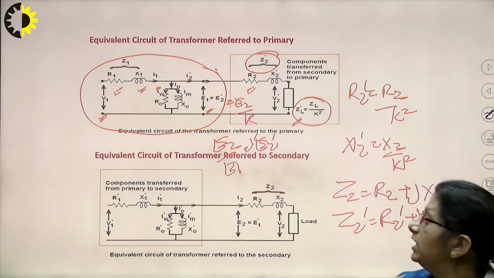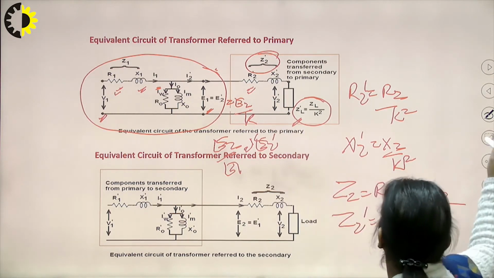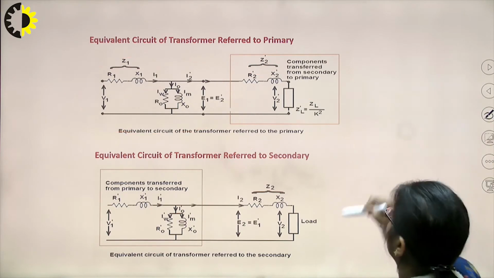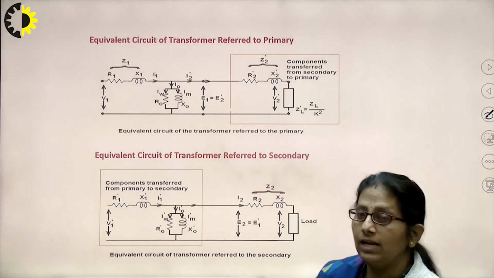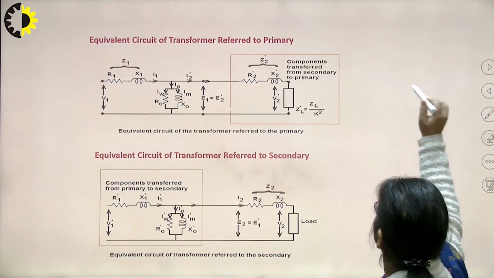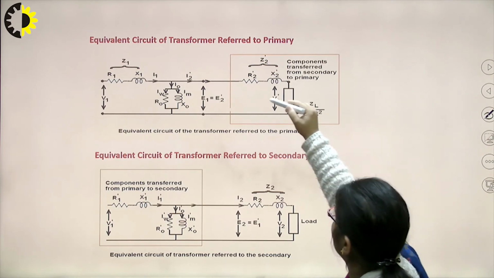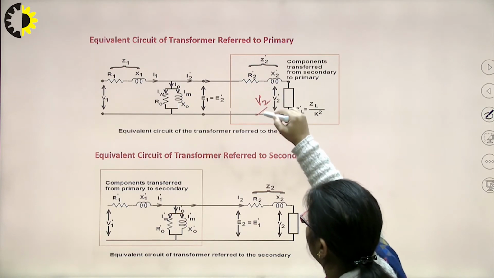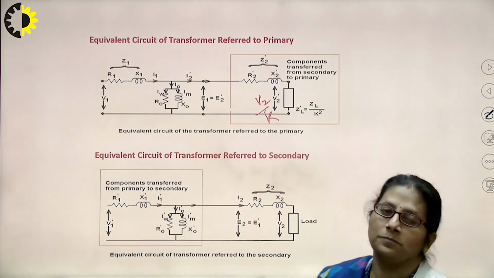right. Similarly, V2 dash, what should be the value of V2 dash in this case? Now, the value of V2 dash, that means the terminal voltage, this time its value has to be, once again, the voltages are divided by K, right.